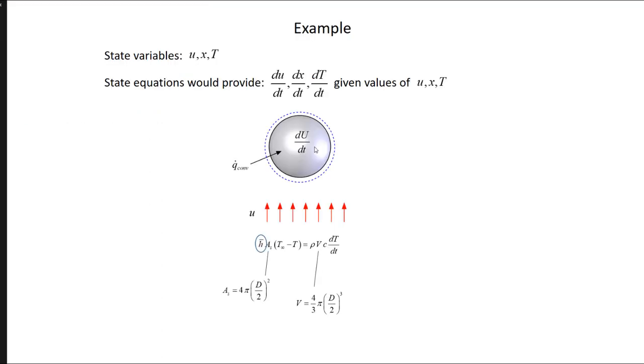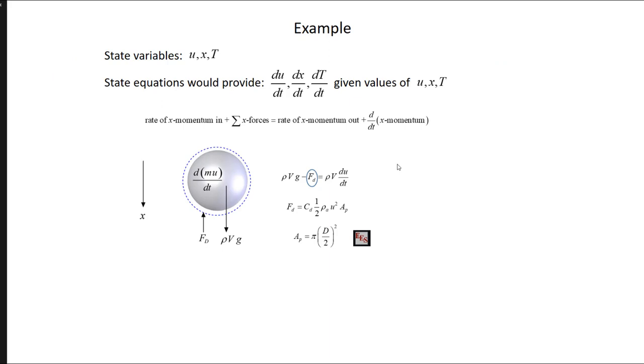All right, so let's see. Where am I at here? At this point, then, I have two of the three state equations done, right? I can calculate dx/dt. That was just u. I can calculate dT/dt. I did that with an energy balance. The last thing I need to do is calculate du/dt, and then I'll be done.